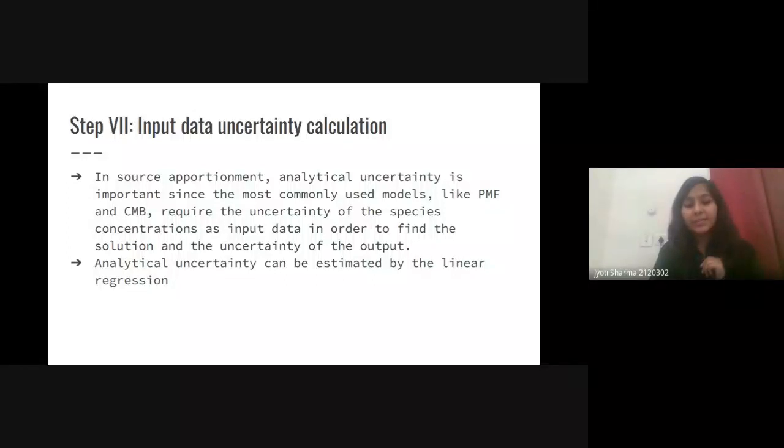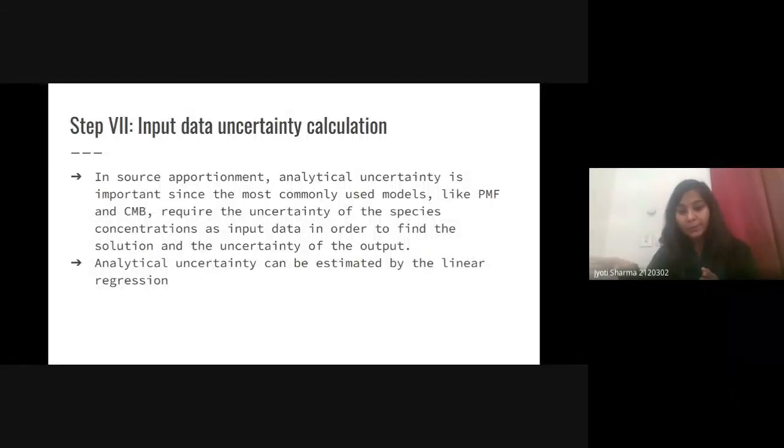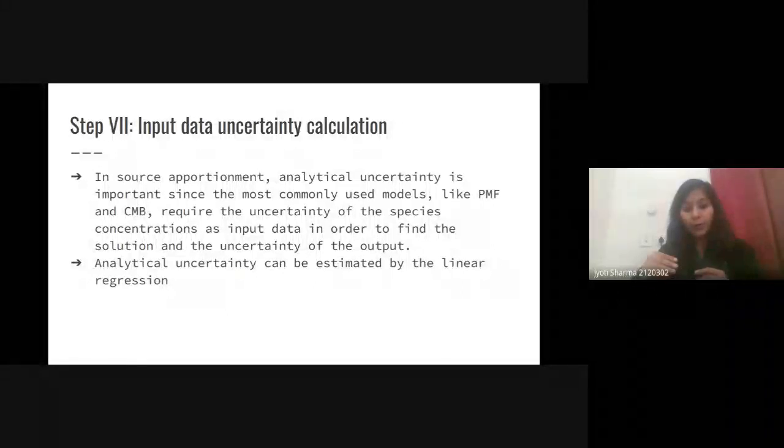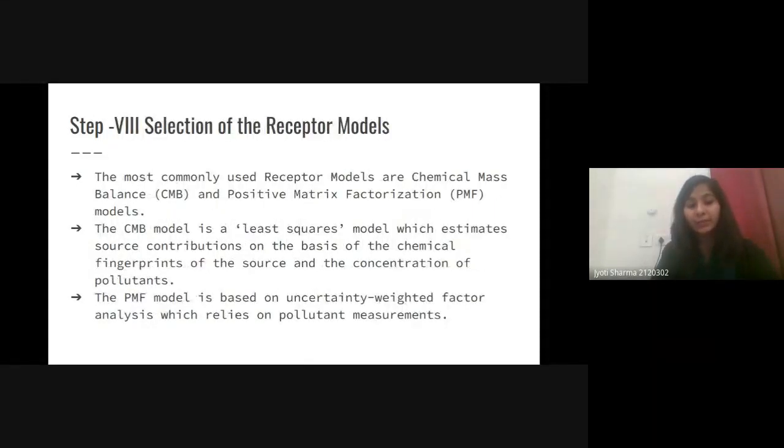Then input data uncertainty calculation. Now you have some data, and you want to feed it into some receptor model, but there may be some uncertainty. You have to calculate the uncertainty in your input data. Why? Because it is compulsory that while feeding the data into the receptor model, you have to tell what uncertainty you have for that particular chemical species. Based on that, it will give you the output. So you also have to calculate the input data uncertainty.